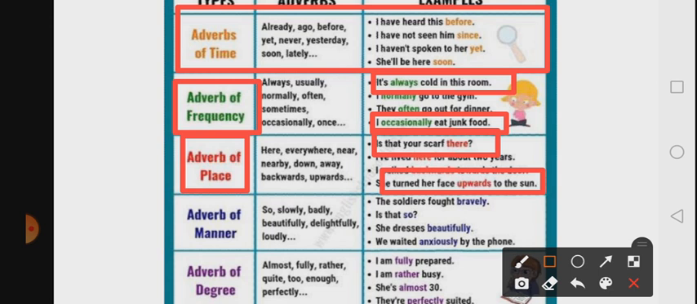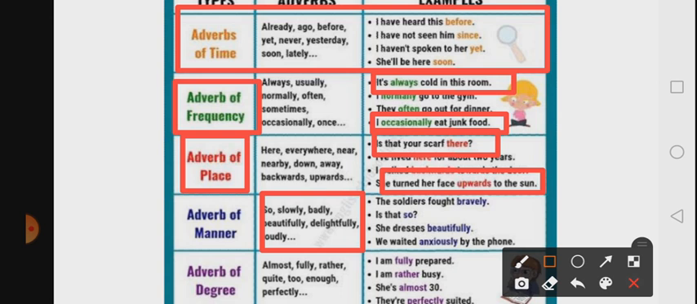Then there comes the adverb of manner, which tells us about the habit or about the manner in which the work is being done. For example, slowly, beautifully, aggressively, loudly, these kinds of words in which they tell us about the behavior, they will be referred to as the adverb of manner.